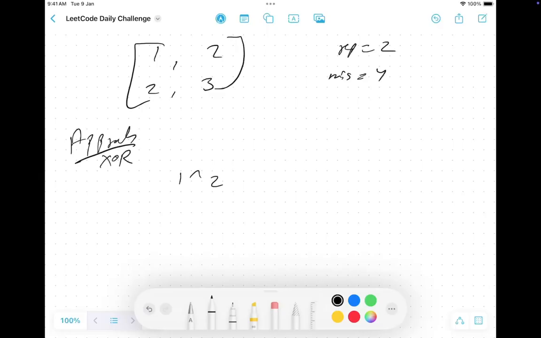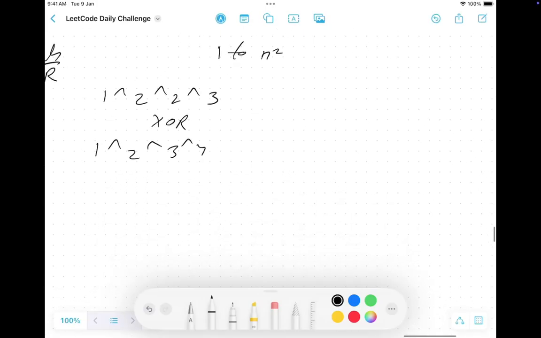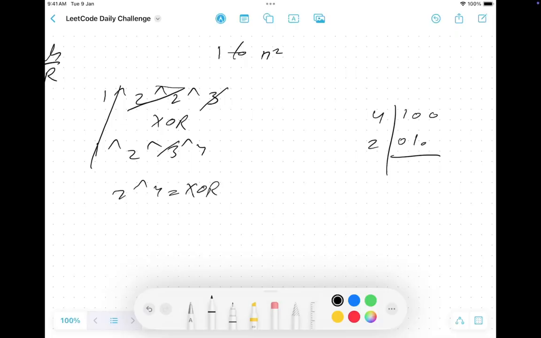First we do the XOR of all the values, then XOR with all the values between 1 to n square. Our n is 2 in this case, so 1 to n square. So this will cancel out, this will cancel out, this will cancel out. We got this. What is our XOR? This is 4, this is 2, so XOR is 6. Then we find the LSB, the least significant bit, which is this position.